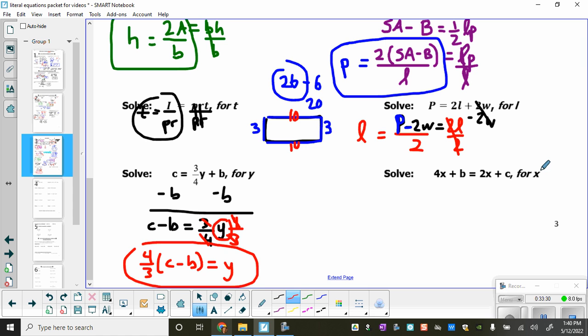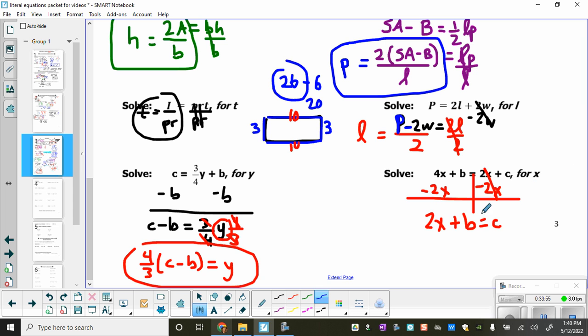And now for this one, if we're trying to solve it for X, we've got 4X plus B equals 2X plus C. So you guys know when there's X's on both sides, you go after the smaller one. So that strategy still applies here. And here, if I have 4X's minus 2X's, that's going to be 2X's. Then I have plus B on this side, and then equals C.